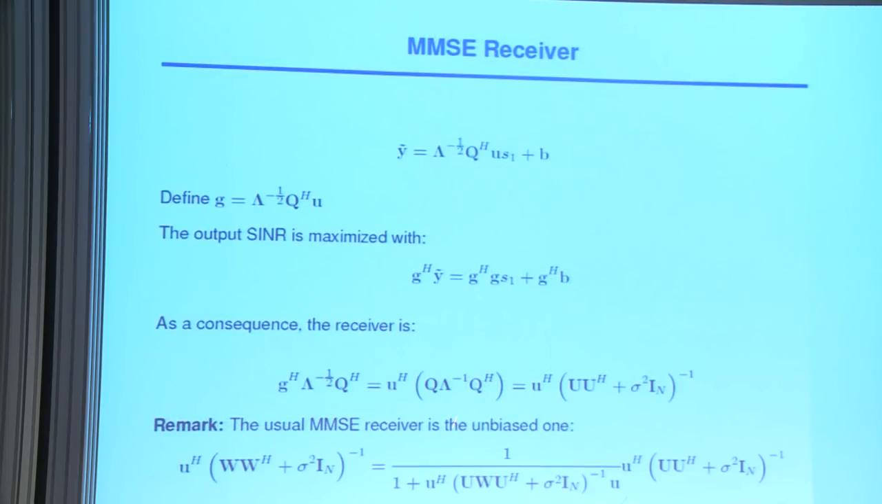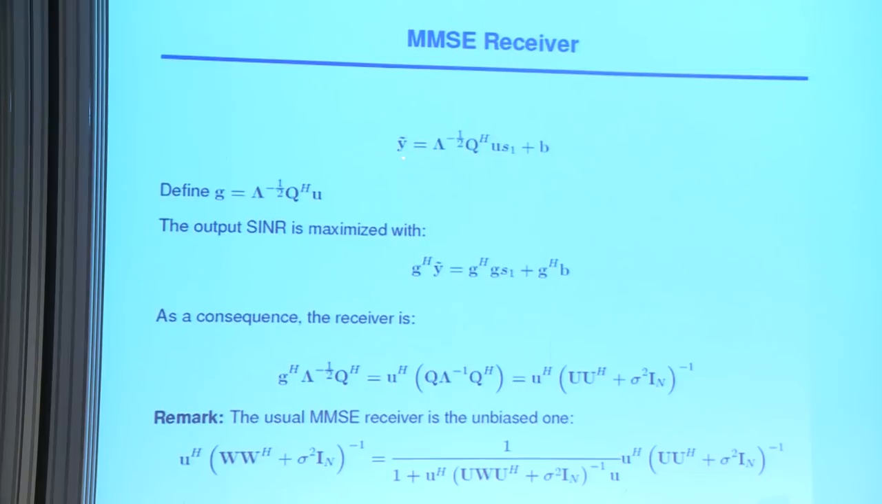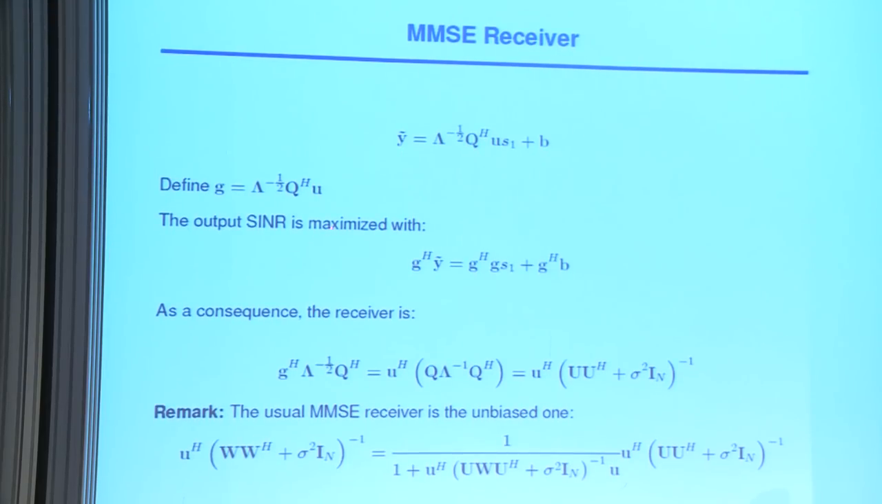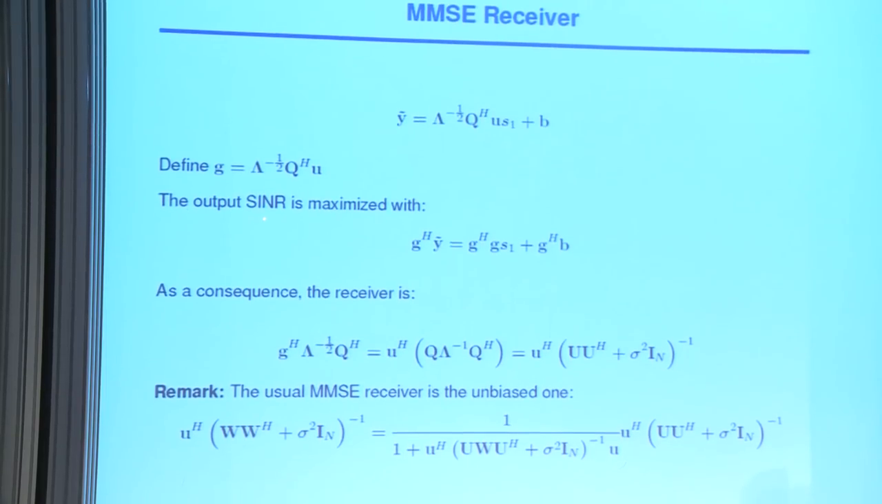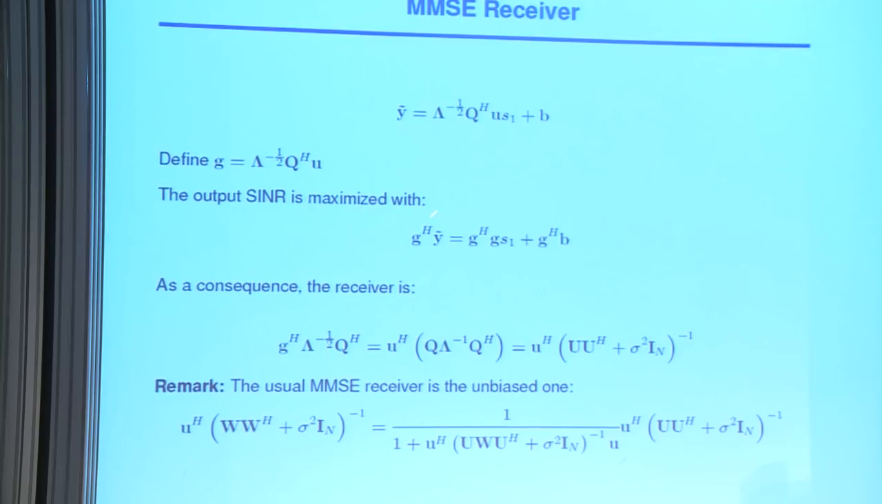Okay. Now, if I go back to my model, this is what you get, S1 plus B. Now, it turns out that this theory goes back to Wiener. The SINR is maximized when you have white noise by the matched filter. So if I call this J, I just do the matched filter, and I get this. So at the end, if I look at the receiver, and everybody, at least in my lab, knows this, if I look at all the different steps I did, the linear receiver which maximizes the SINR is nothing else than what we call the MMSE receiver, minimum mean square error receiver. This is what I put here.